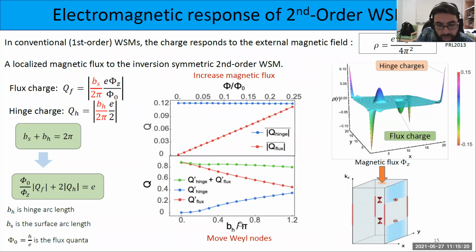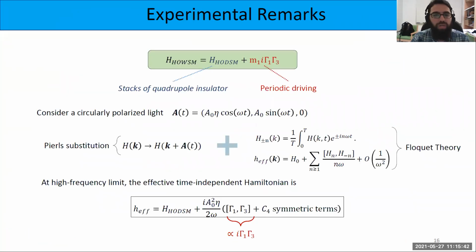And you see that by moving the Weyl nodes, the overall charge of the system doesn't change, but since the charge of the hinge is going to increase, it forces the charge on the flux, even though they are spatially completely different, to reduce. So you get a competition between the flux charge and the hinge charge, which you don't see in regular Weyl semimetals. And there are, of course, experimental aspects. One way is through the flux mechanism. I'm not going to talk about it, but a simple flux mechanism shows you that you can get these phases.